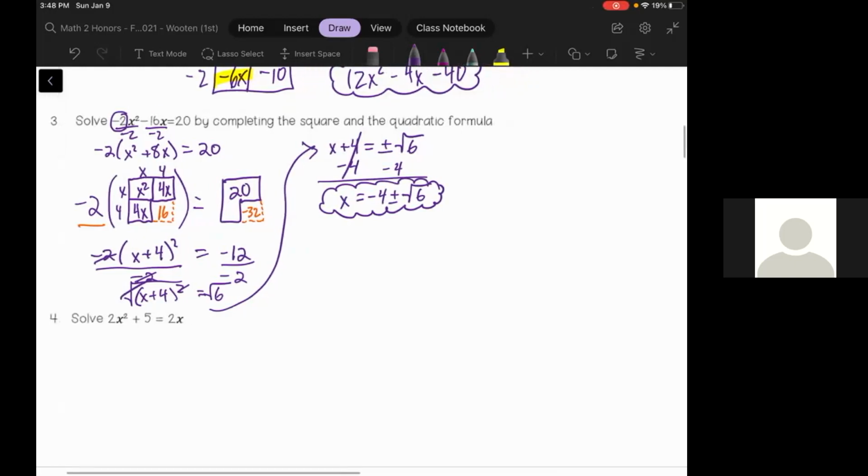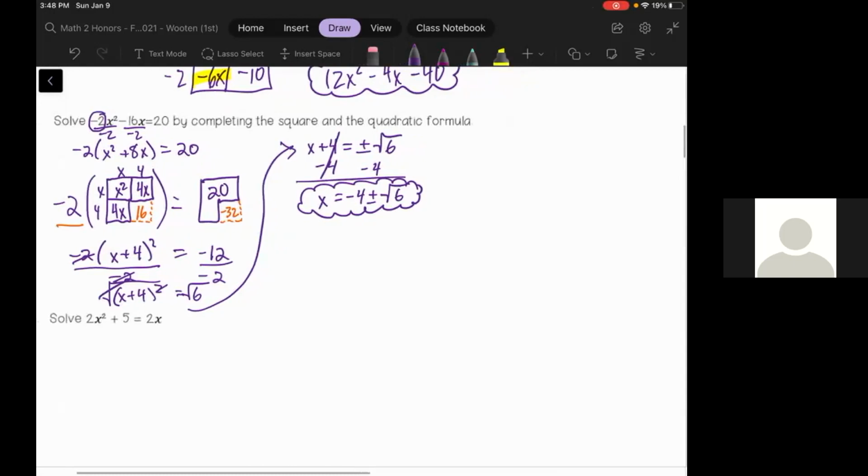Now, if I want to use the quadratic formula on this one, I'm going to take that same original expression and get it in its correct form, standard form, so that I can use the quadratic formula, because we have to have the a, b, and c values all on the same side.